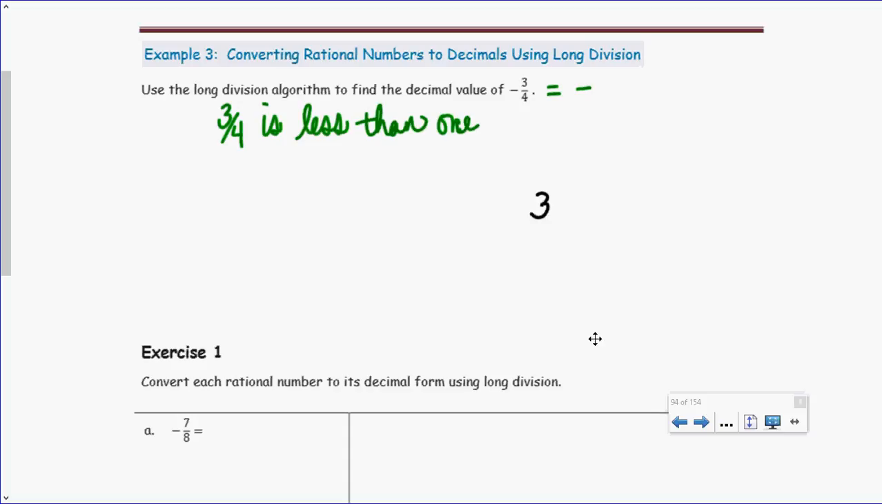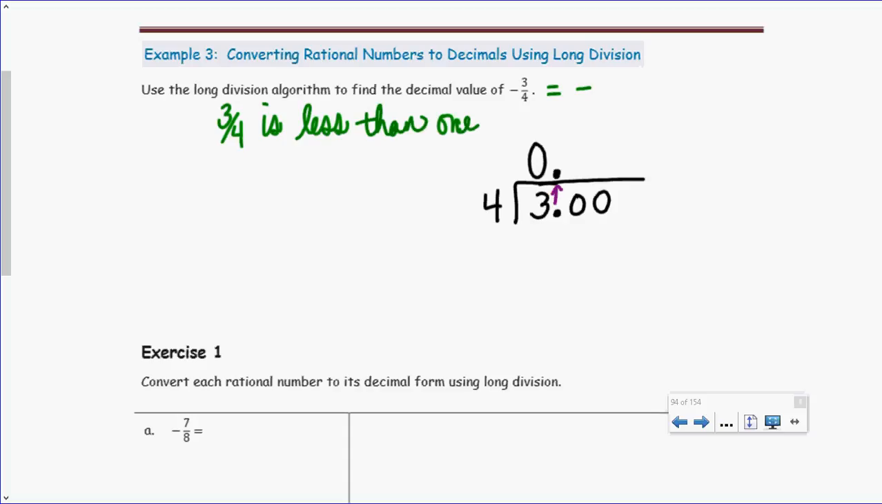Okay, 3 divided by 4 is set up like this. I like to right away go ahead and just add 0.00 after the 3. It's nice to have the decimal and the zeros there before we start. They'll be ready to go for us if we need them. Okay, how many times does 4 go into 3? No times. Make sure you always put that decimal straight up in your answer.